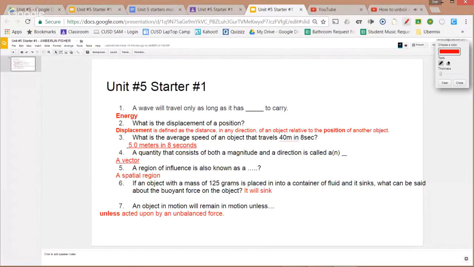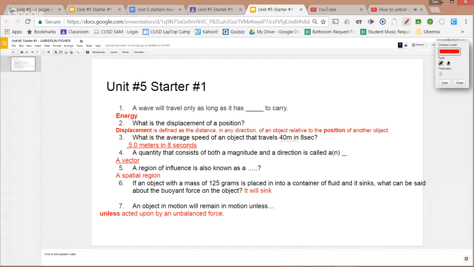All right, so let's take a look at this starter. These are all reviews from our past units so that we can understand what still needs to be known for our Unit 5 exam. So first question, a wave will travel only as long as it has blank to carry.